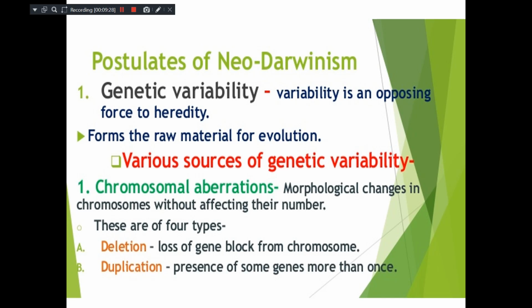Before understanding the synthetic theory of evolution of neo-Darwinism, I think it is essential first to know the postulates of neo-Darwinism, and then let's find explanations for them one by one. There are certain postulates in neo-Darwinism, or the synthetic theory of evolution. One is genetic variability. Genetic variability is an opposing force for heredity.